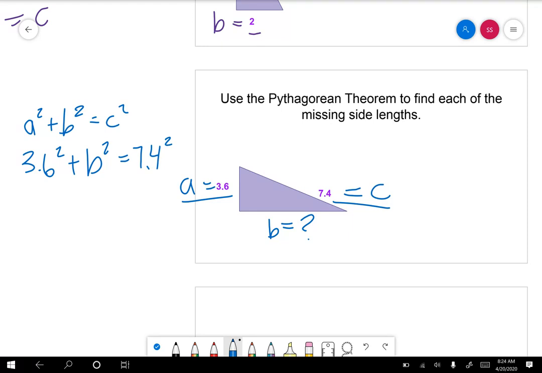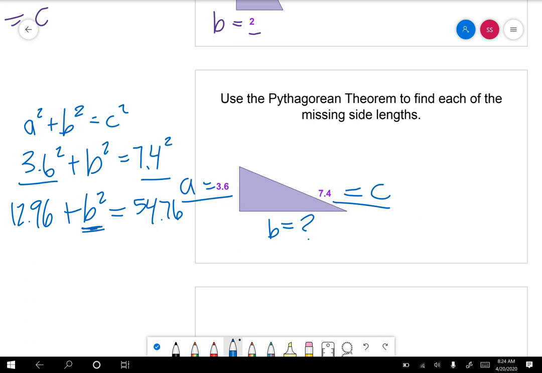Okay, now next step, same as before, I'm going to square those numbers that I do know. So 3.6 squared is 12.96 plus b squared because we don't know b yet, and then 7.4 squared is going to give us 54.76. Okay, now we want to isolate this b squared.